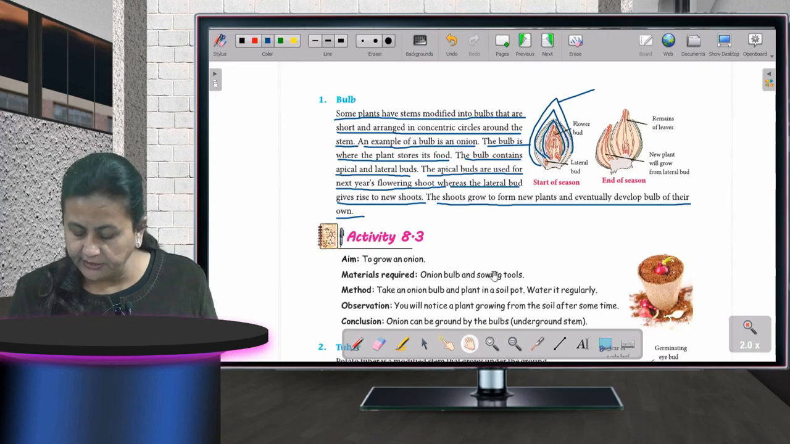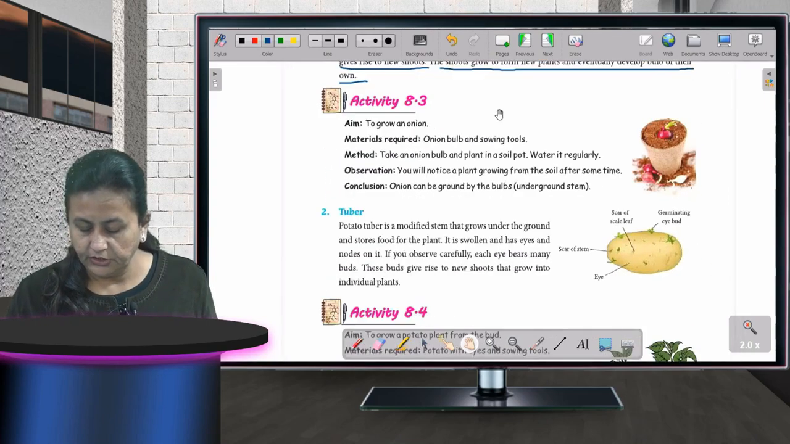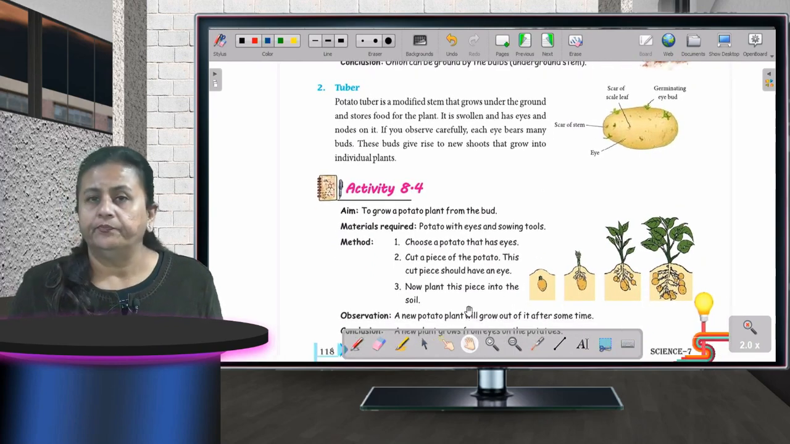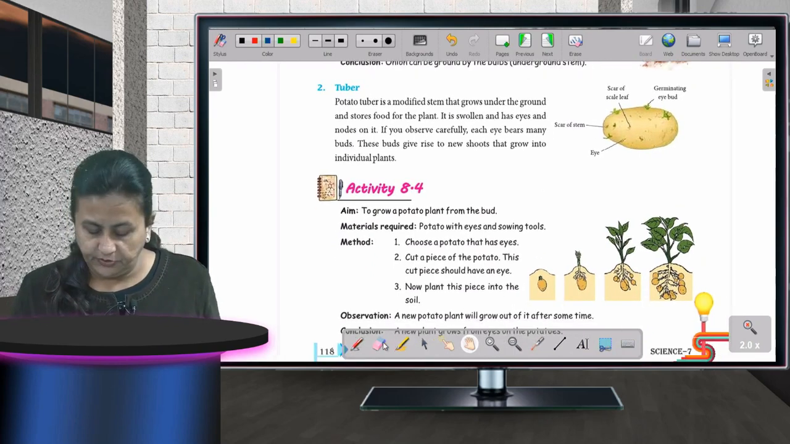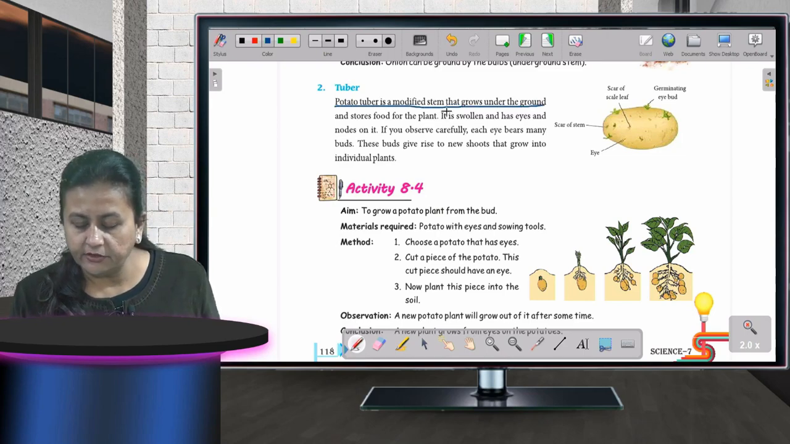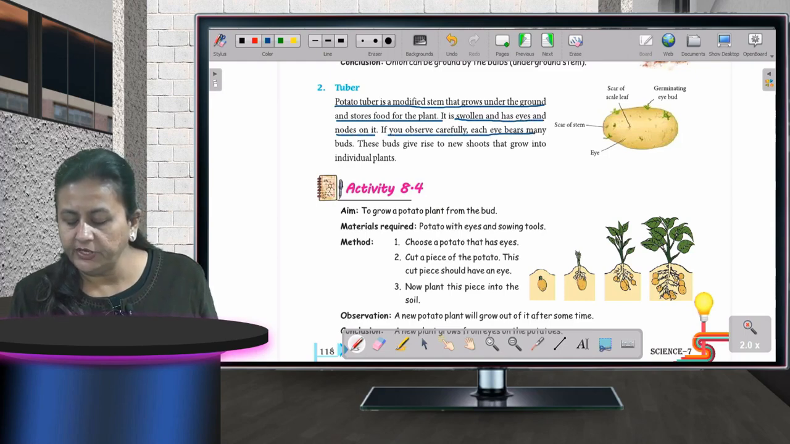Now the next one, tuber. Potato is aloo. Potato tuber is a modified stem that grows under the ground and stores food for the plant. It is swollen and has eyes and nodes on it. If you observe carefully, each eye bears many buds. These buds give rise to new shoots that grow into individual plants.